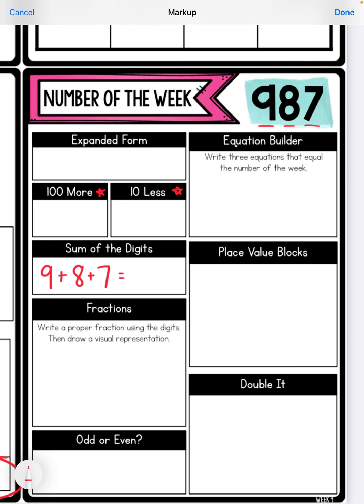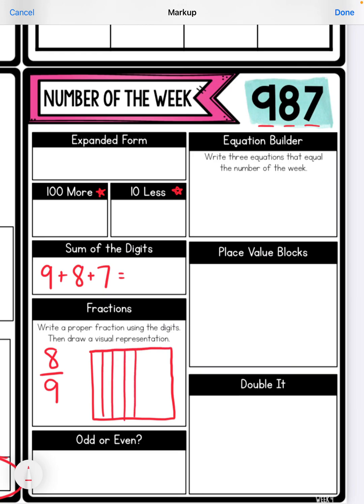Fractions, write a proper fraction using the digits, then draw a visual representation. So if you want to take on this challenge, go ahead and skip this part, but if not, since we haven't really gotten into fractions, I'm going to help you. Proper fraction means that the numerator, the top number, has to be smaller than the bottom number. So I could put 8 or 7 on the top. I'm going to put 8. And then I'm going to put a bigger number on the bottom. So this now looks like 8/9. And if I draw a rectangle, I have 9 pieces, and I'm going to shade in 8 of them.